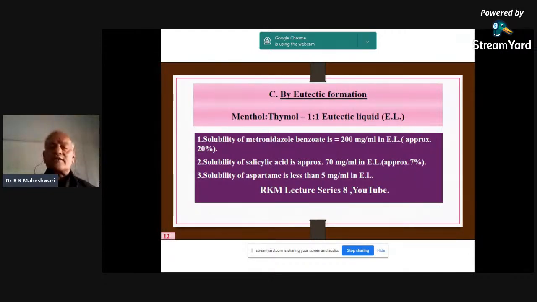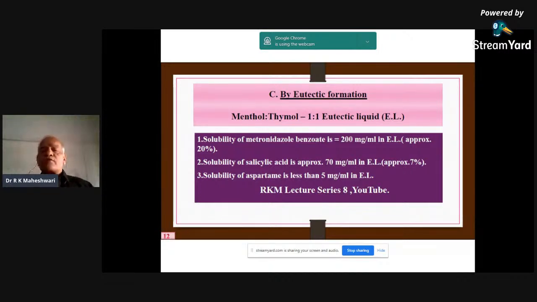Okay. Now number 2, the solubility of salicylic acid is about 70 milligram per ml in this eutectic liquid, which is about 7%, very good solubility. I told you that in water the solubility of salicylic acid is about 0.3%. But here in this eutectic liquid, about 7% is the solubility, which is good solubility.